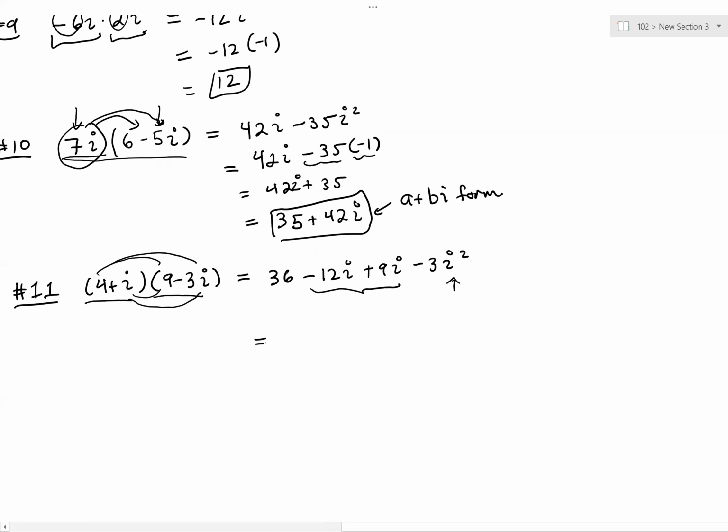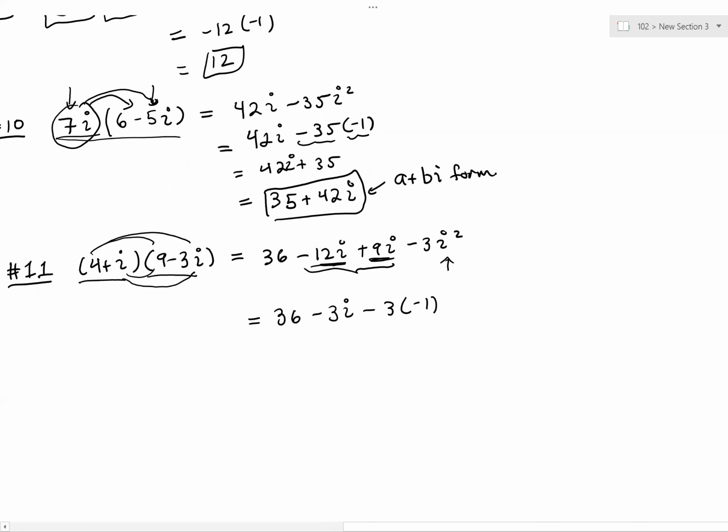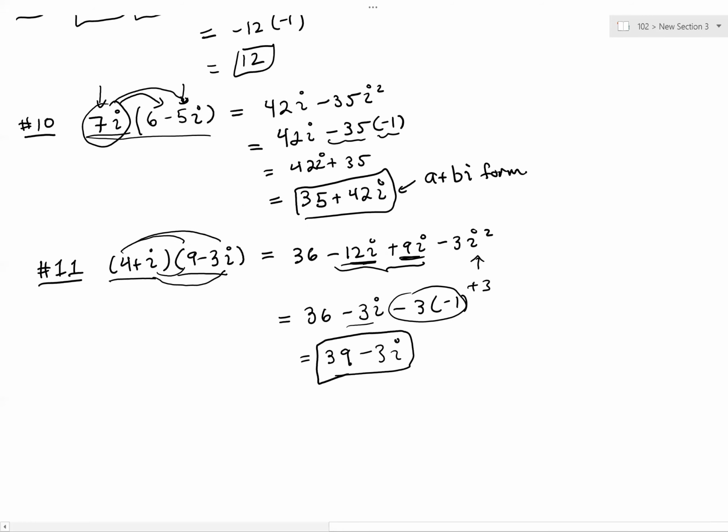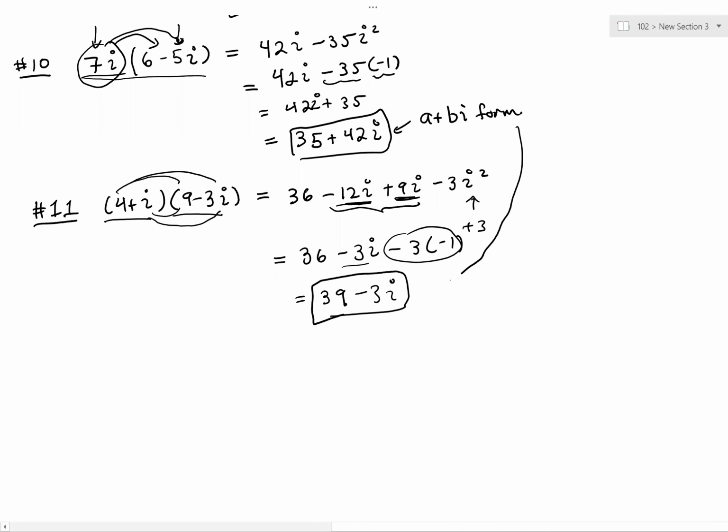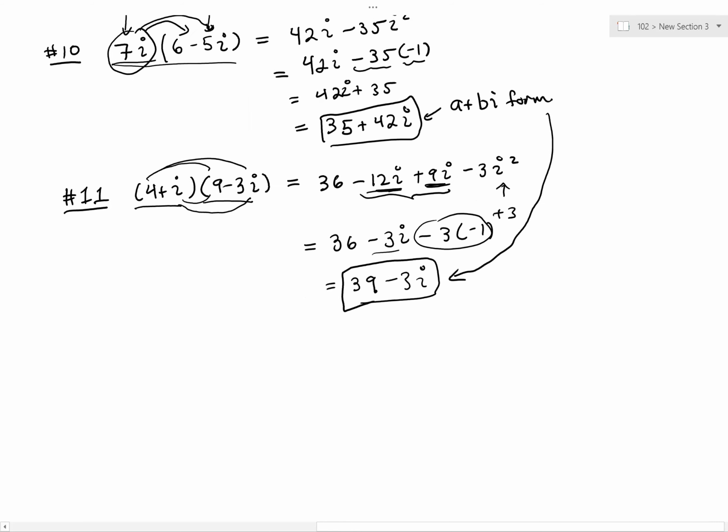So let's do that. We have a 36, negative 12 plus 9 is negative 3. So we'll have negative 3 i's left after combining. And we still have that minus 3 times negative 1. So this ends up being just a positive 3. So I'm going to combine that with the 36. That'll give us a 39. And I have that minus 3i left. Okay, so that would be the final answer there. We put it in a plus bi form, where the real part comes first.